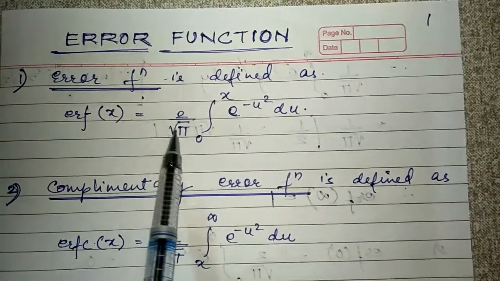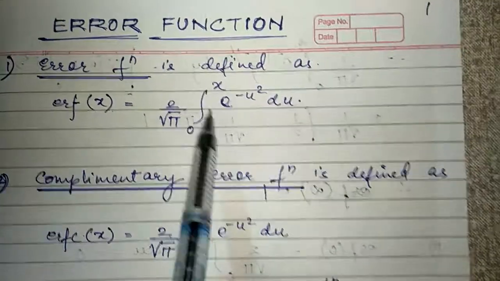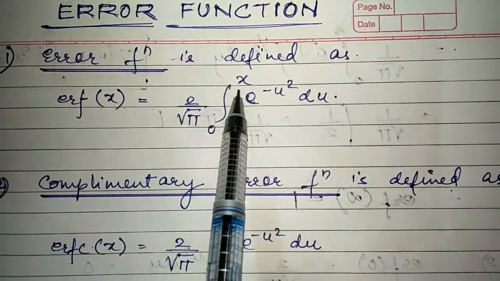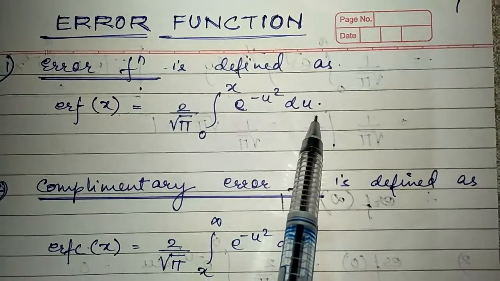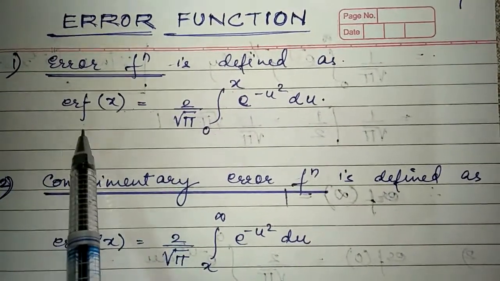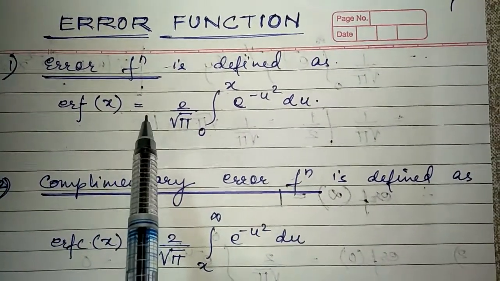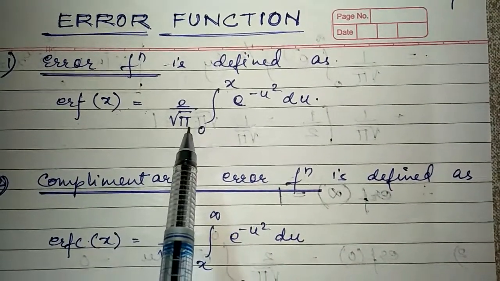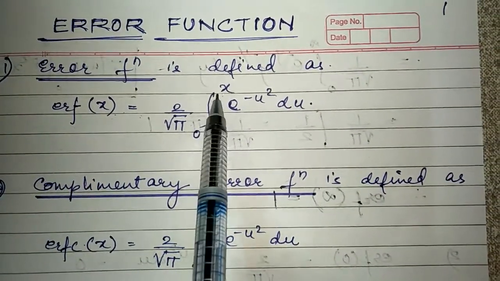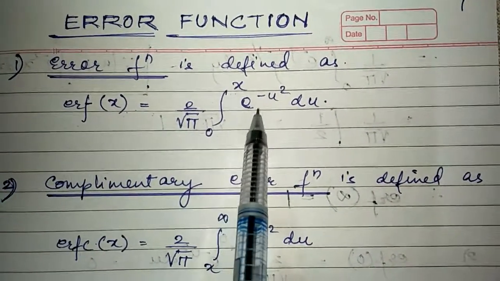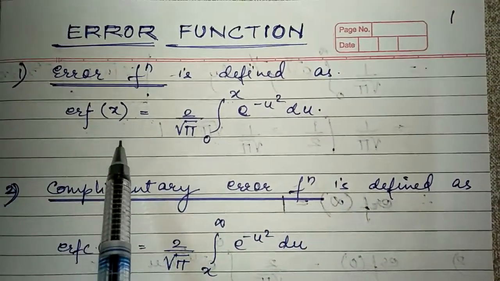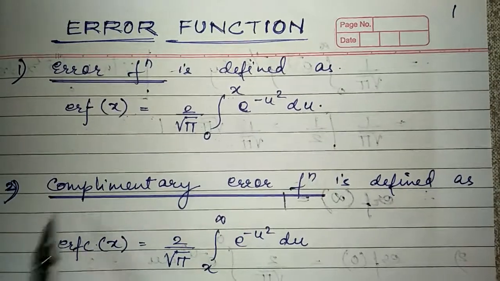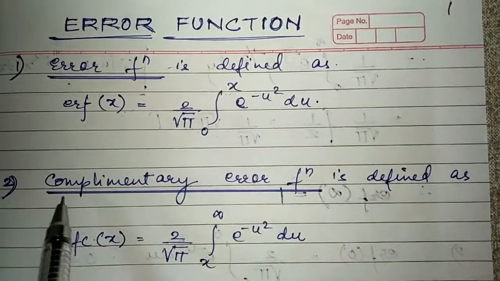It is equal to 2 upon root pi integral 0 to x e raised to minus u square du. I'll repeat, error function of x is equal to 2 upon root pi integral 0 to x e raised to minus u square du. This is the standard definition of error function of x.